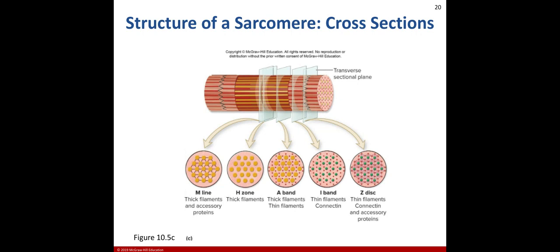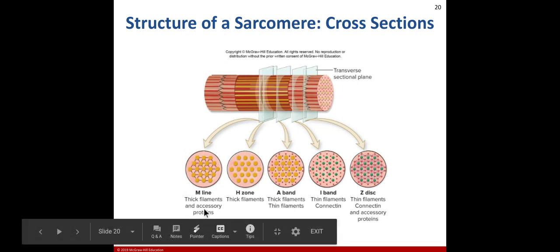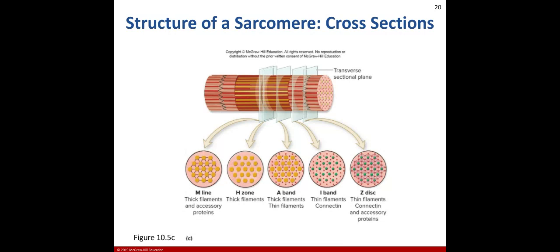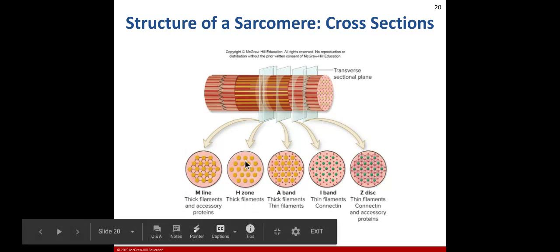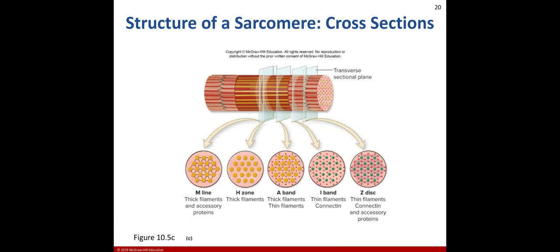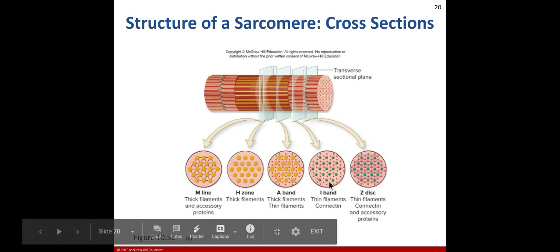What does this look like as a cross section? Well, let's look. M-line, that is thick filaments only, and it is directly in the middle. The H-zone has our thick filaments, but no accessory proteins, no network. The A-band is this overlapping thick and thin filament section. The I-band is thin filaments with connectin. And the Z-disc is the thin filaments, connectin, and accessory proteins making this network.